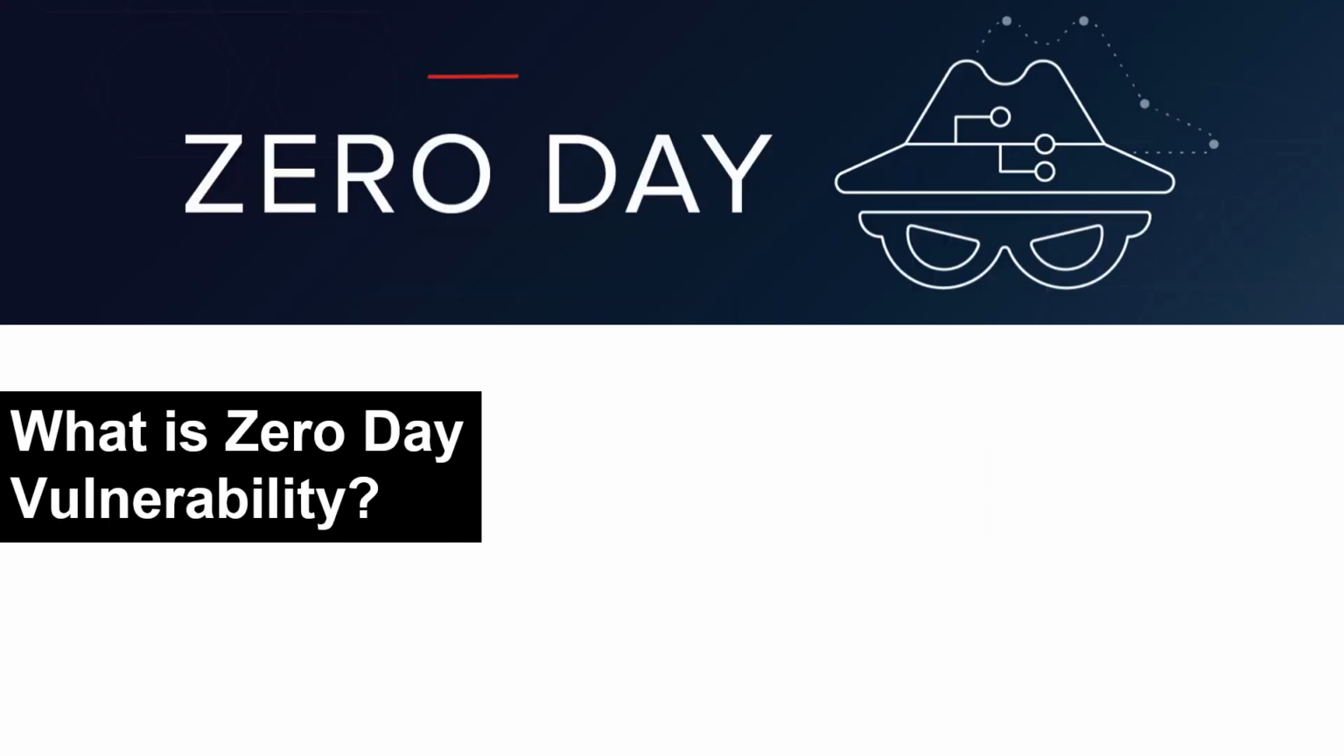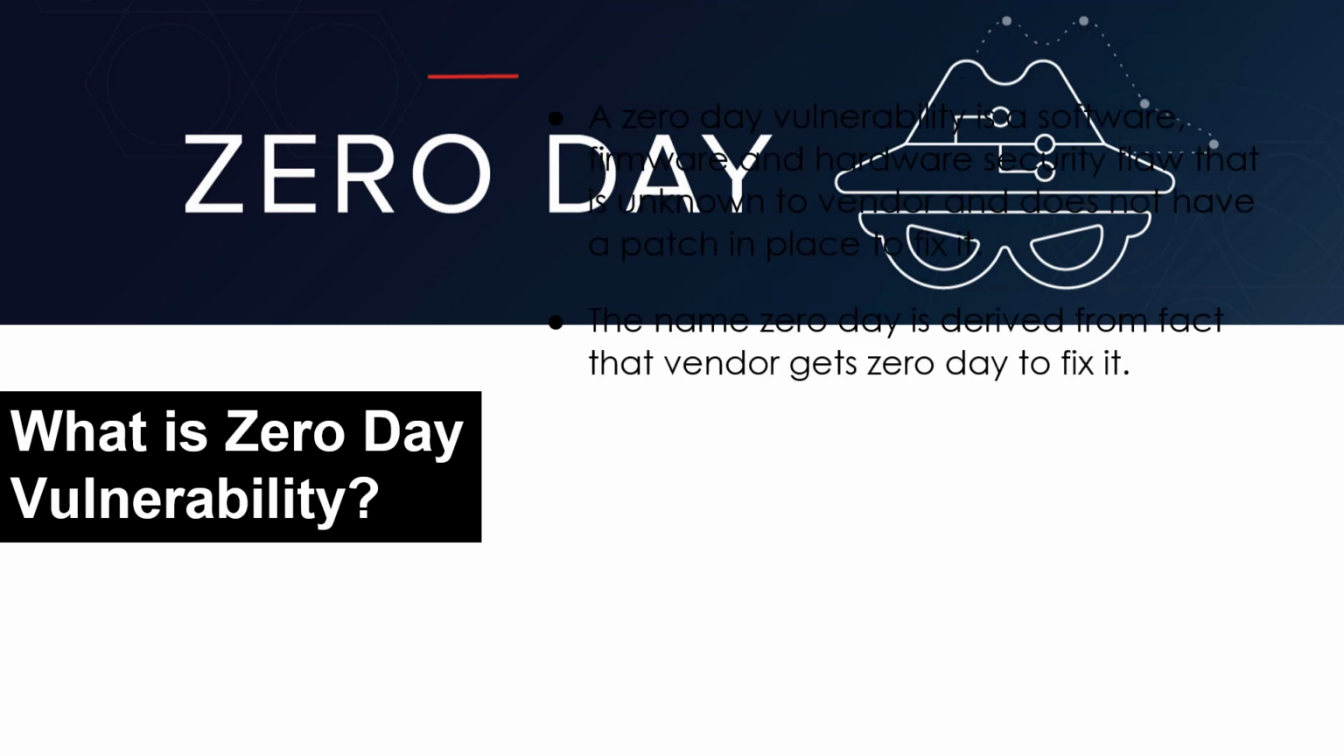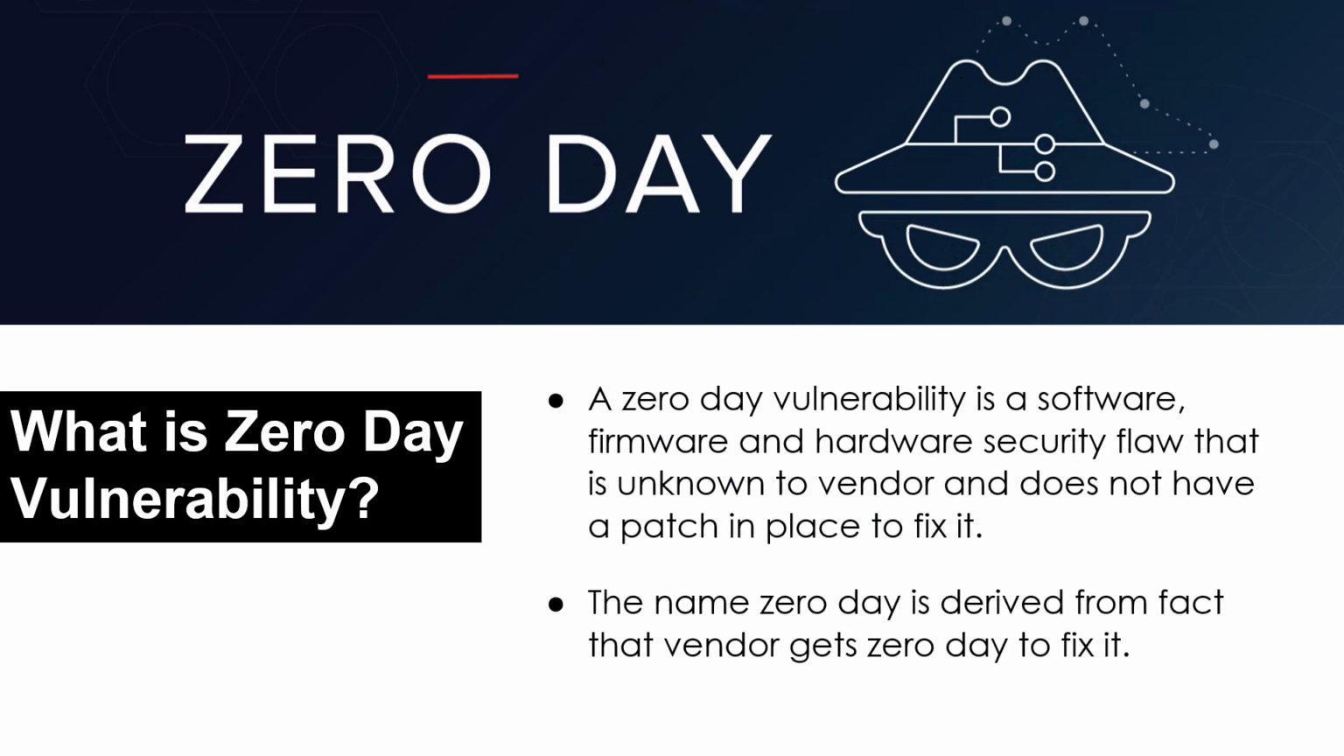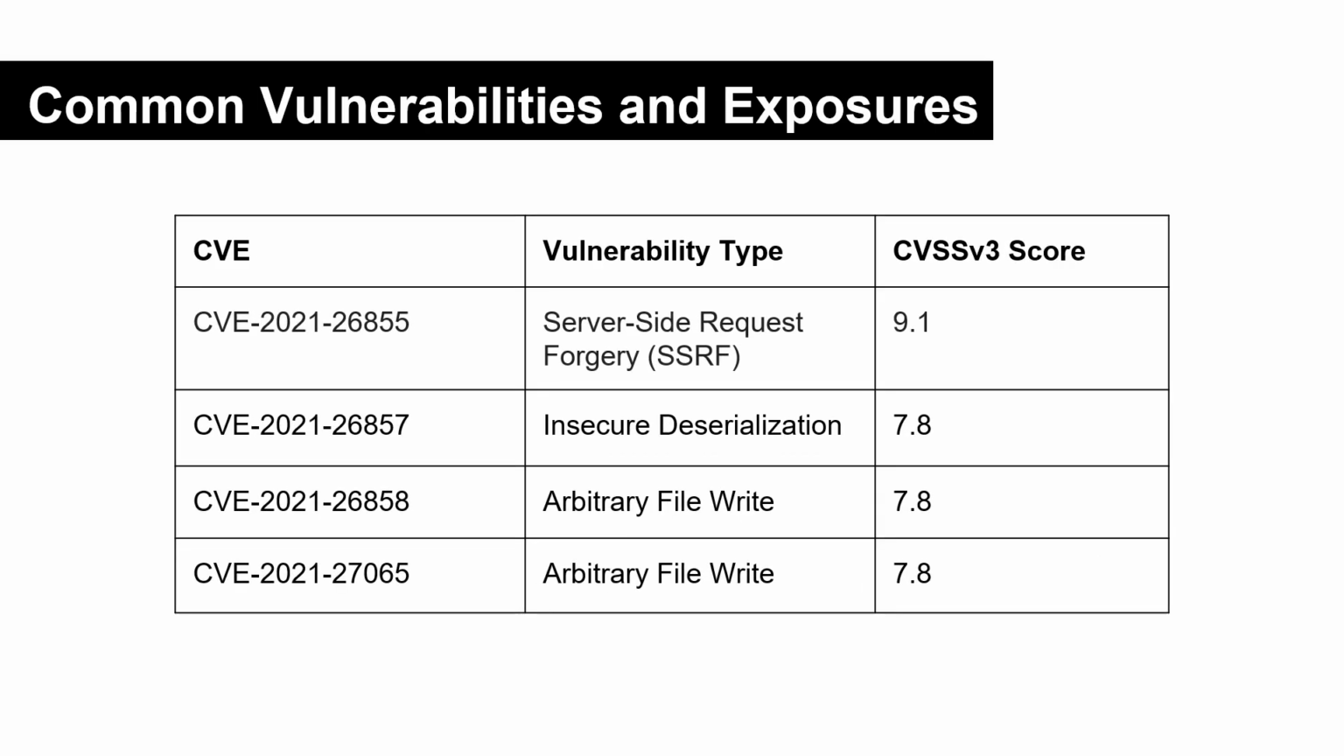So what is a zero-day vulnerability? A zero-day vulnerability is a software vulnerability discovered by attackers before the vendor has become aware of it. So here is the list of the 4 zero-day vulnerabilities that were exploited in the hack. The CVE number uniquely identifies a publicly disclosed cybersecurity vulnerability. The first of these vulnerabilities was termed as ProxyLogon.